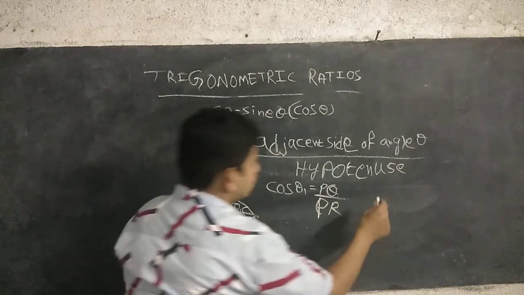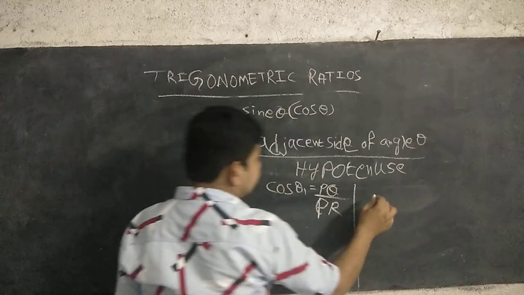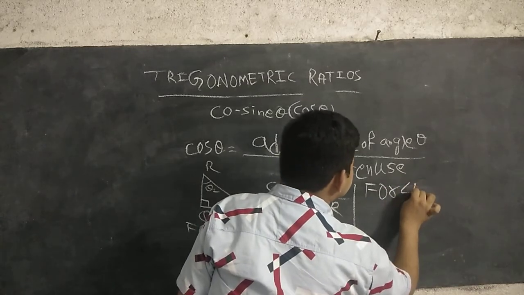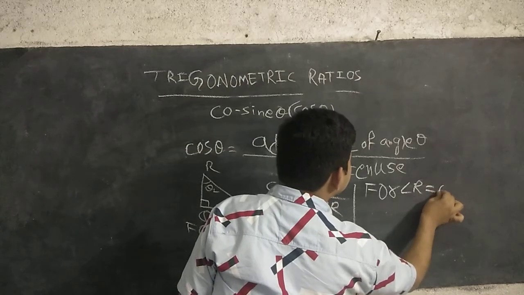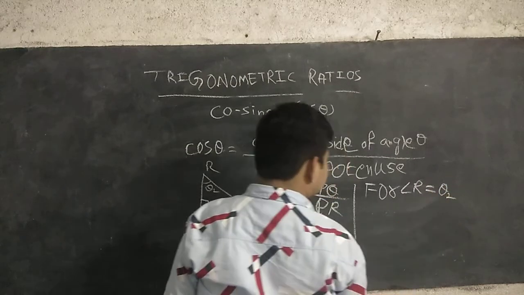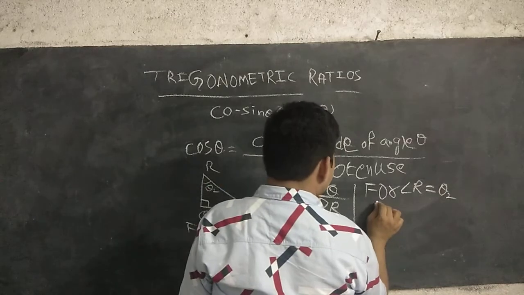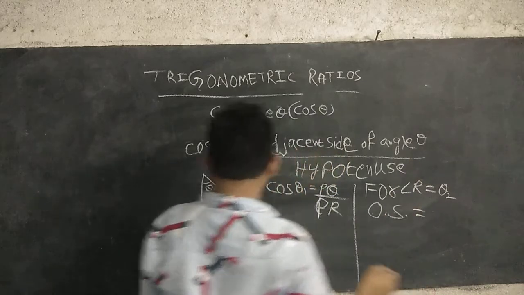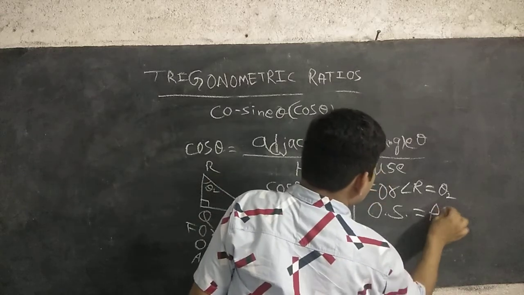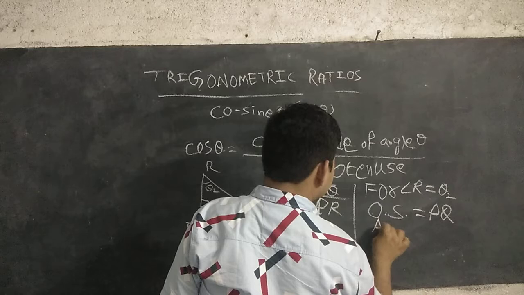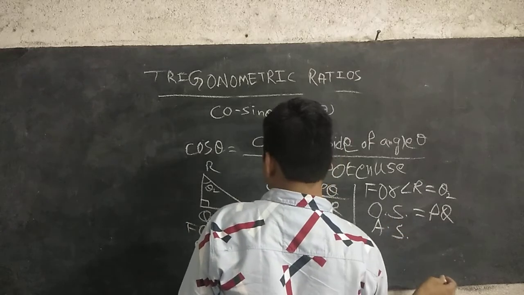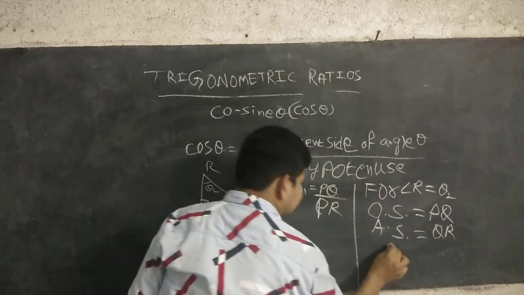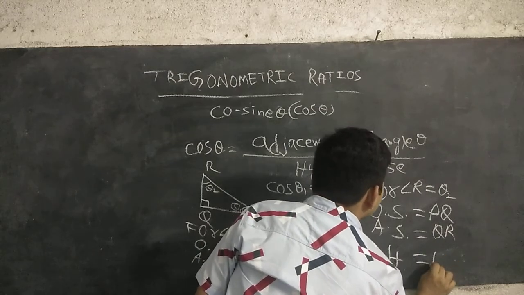Now, second one. For angle R equal to theta 2, the opposite is PQ, the adjacent is QR, and the hypotenuse is PR.